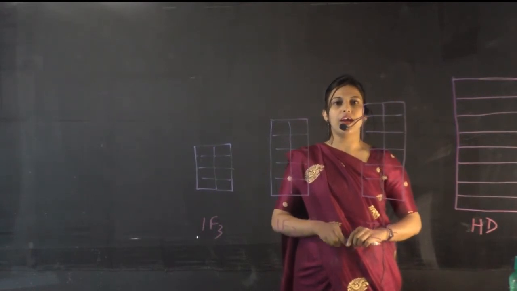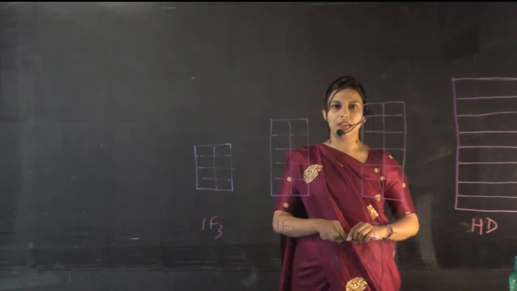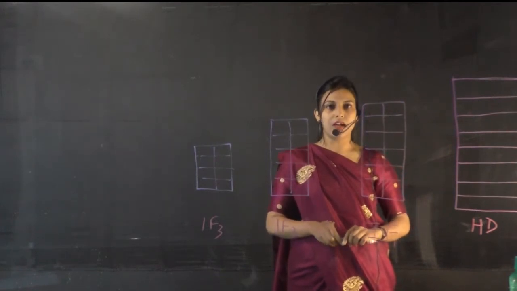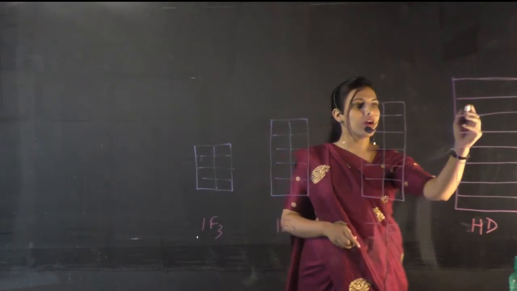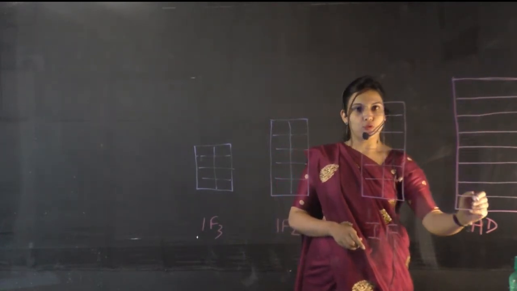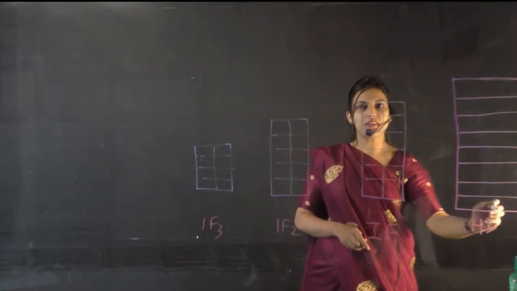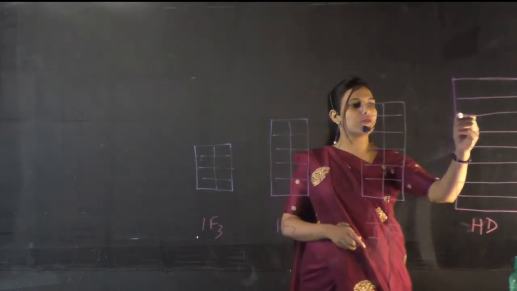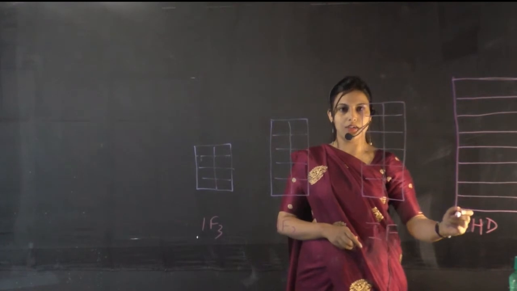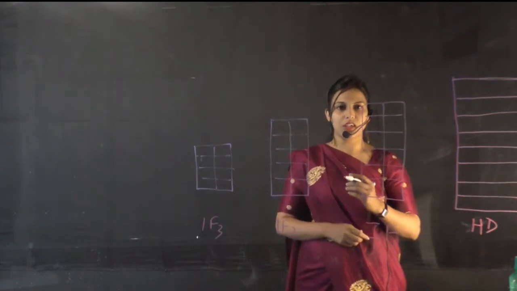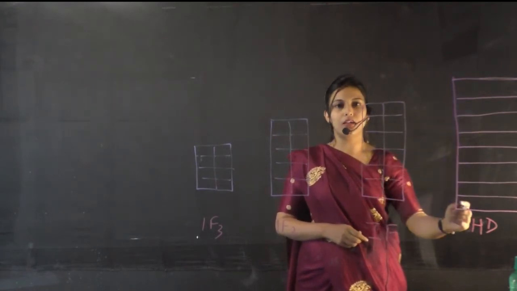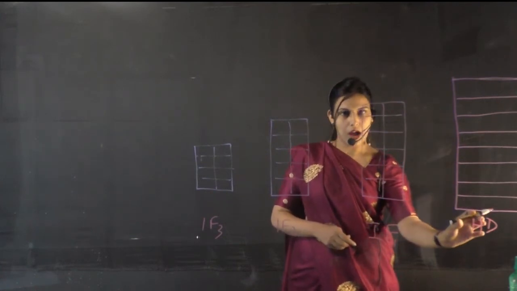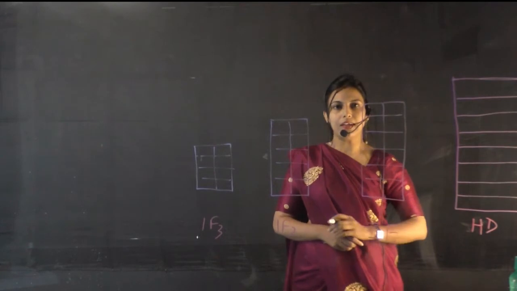Suppose I stored my database file in the computer system, then all the records present in the database file will be stored in the hard disk of the system. So if this is the hard disk of my system, that is the secondary memory, then all the records will be stored in this hard disk. Now in order to search any record from the hard disk, I will create an index file for the hard disk. So this is my index file.